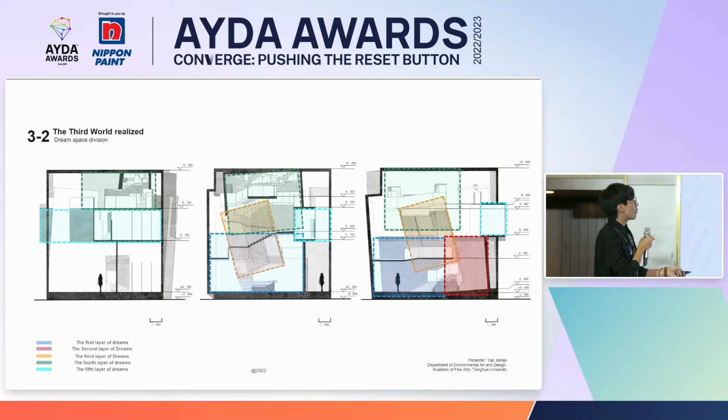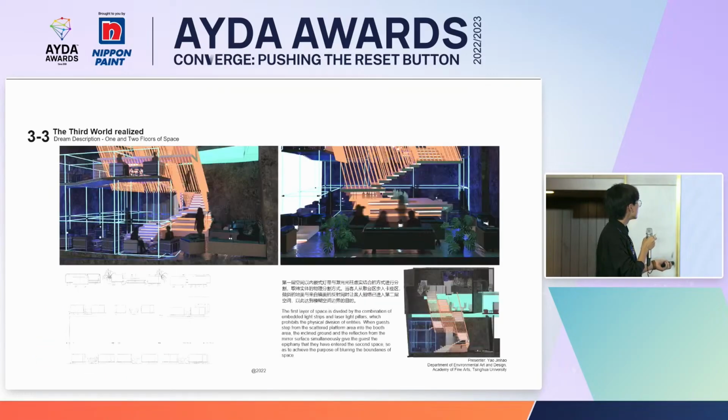Allow me to repeat. The blue is the first layer, then the second layer is in red. The yellowish orange is the third layer. And now I will break down what it means by the first and second layer of dreams.